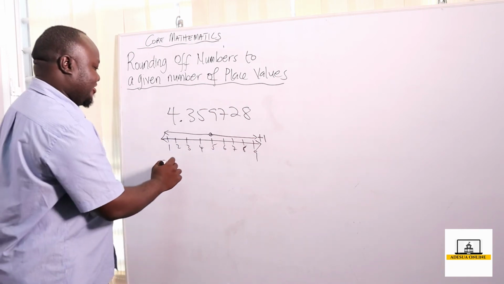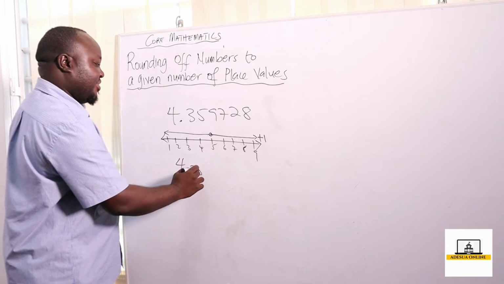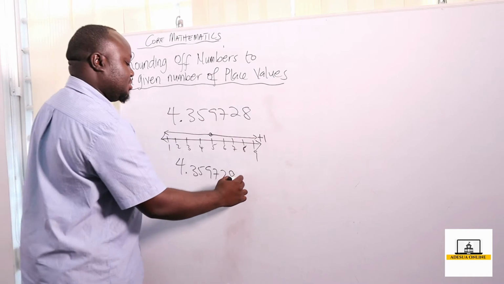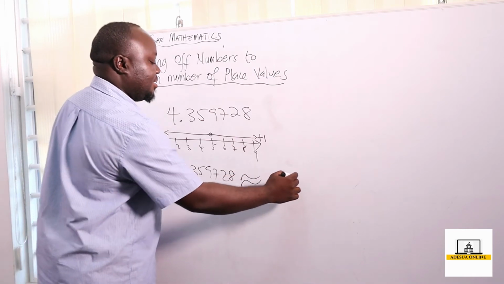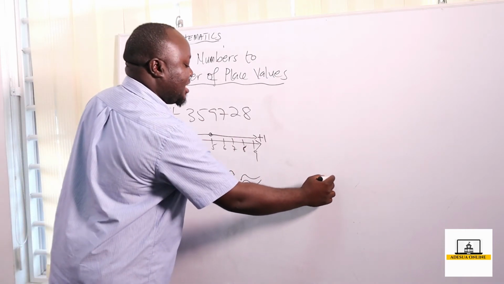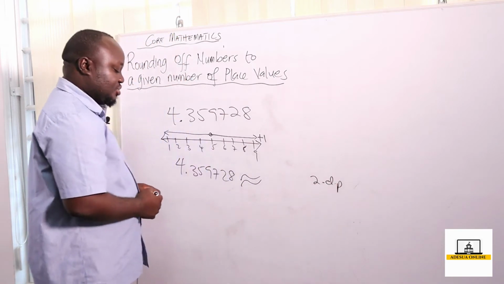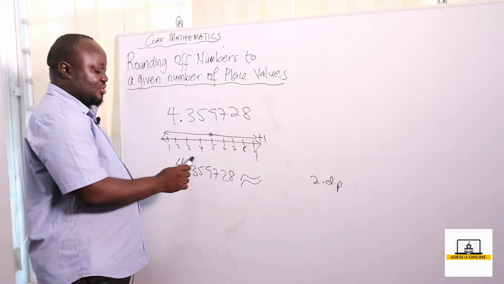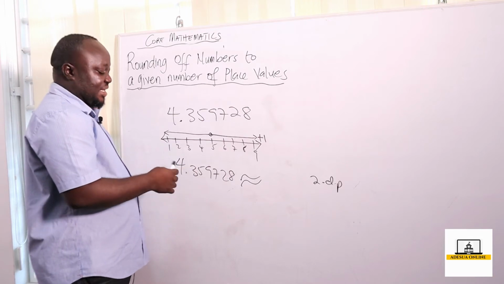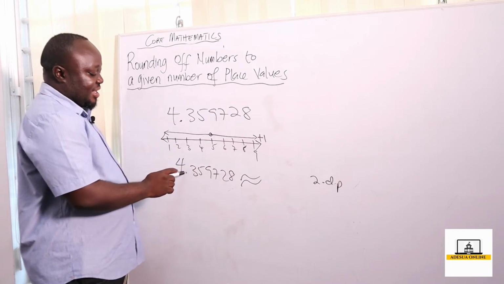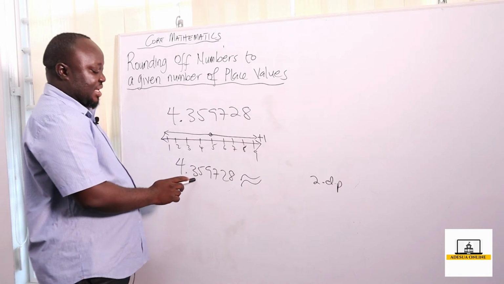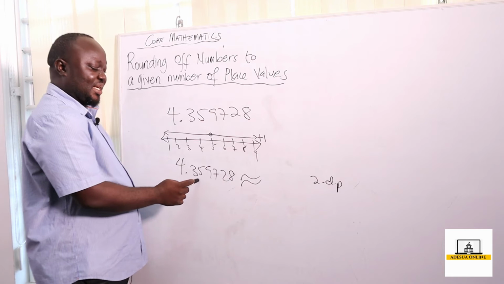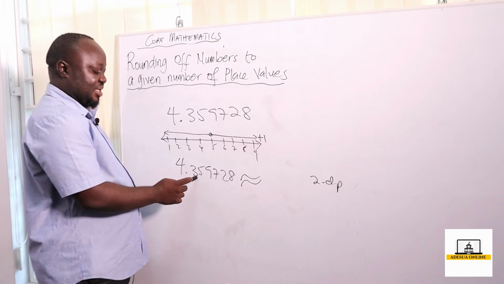So assuming I have 4.359728, and I want to round this to, let's say, 2 decimal places. To 2 decimal places, it means after this decimal point, I need to count the first 2 numbers. Now, in this case, the first number here is 3. The next number is 5. These are the first 2 numbers, the decimal places I have here, 3 and 5.